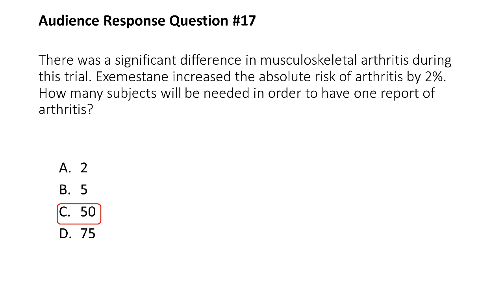In this example, we are looking for the number needed to harm. So the number needed to harm is calculated just like the number needed to treat. In this case, we are told that the absolute risk of arthritis with exemestane is 2%. We need to convert that to a decimal. That would be 0.02. So 1 over 0.02 is 50, which is C, the correct answer.